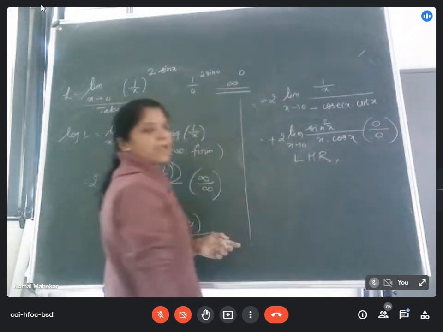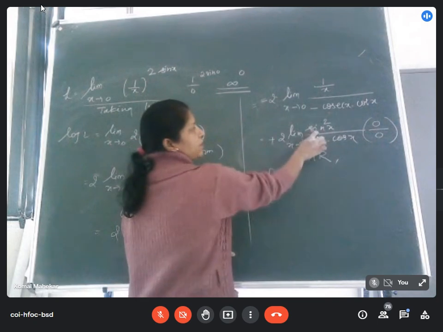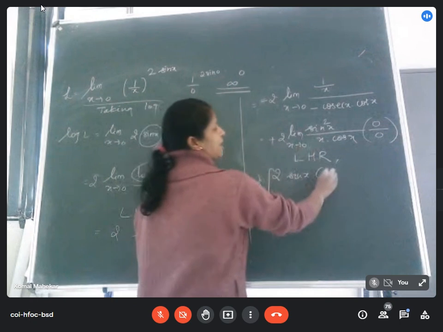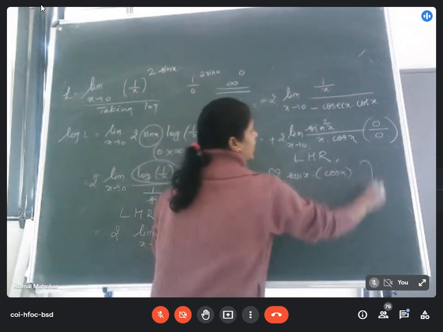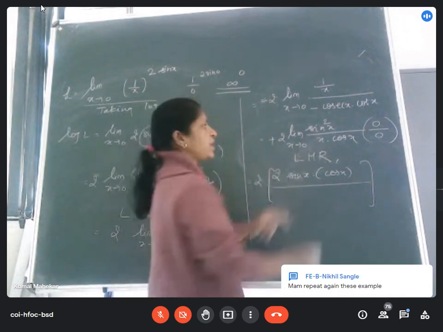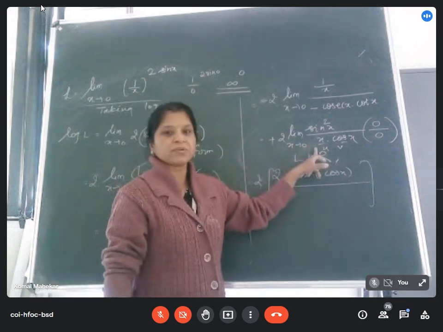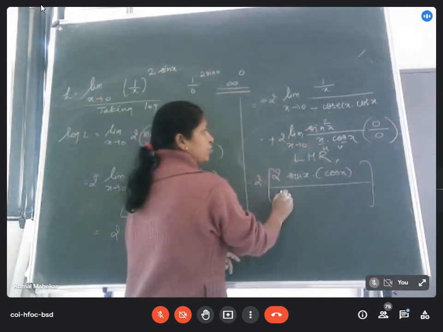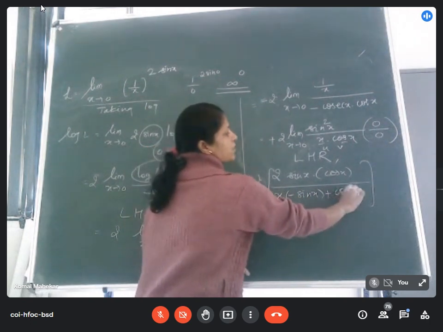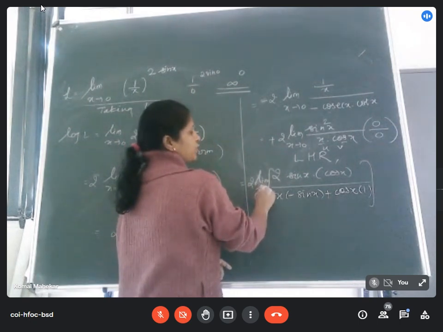So again by using L'Hospital rule, we find the derivative of the numerator function. The derivative of this sine square is 2 sine x into derivative of sine x, that is cos of x, divided by the derivative of this denominator function with respect to x. So using the product rule, UV rule, to differentiate this with respect to x, what will be the derivative? U into v dash, x into minus sin x, plus v into u dash, cos of x into 1, and then apply limit. So this is 2 into limit x tends to 0.